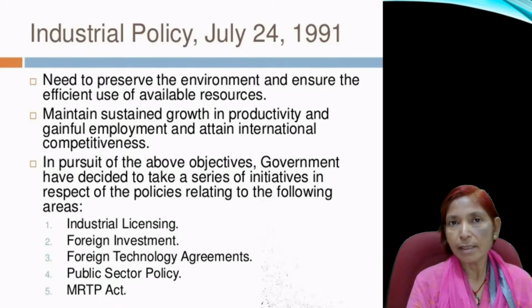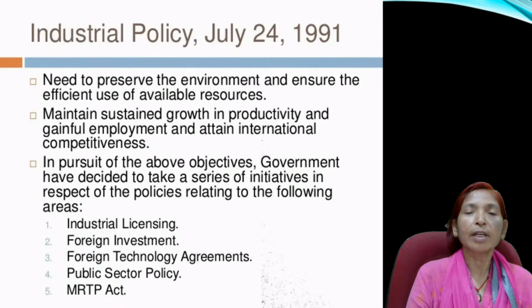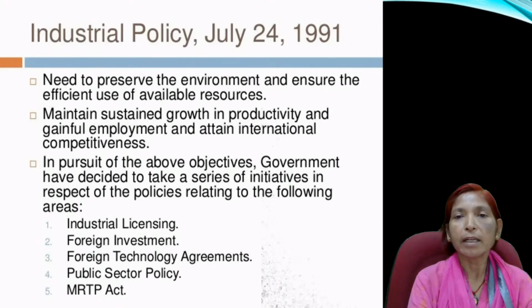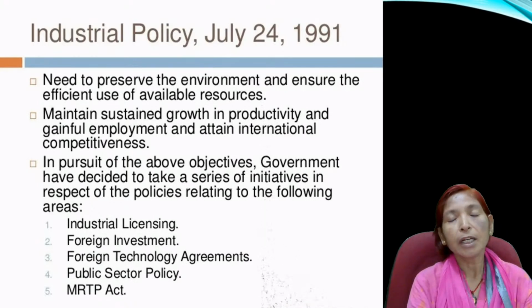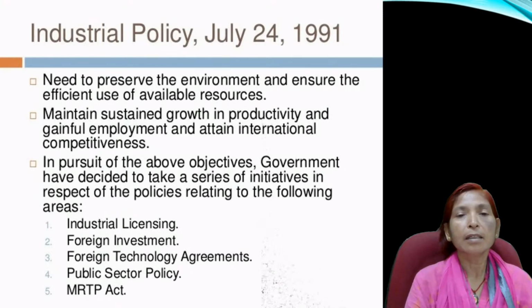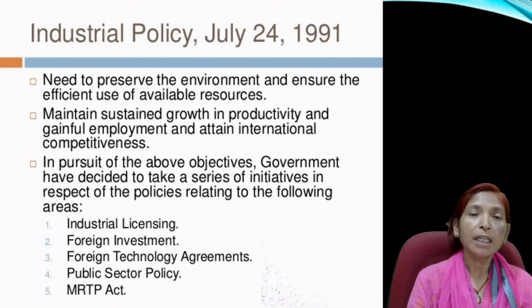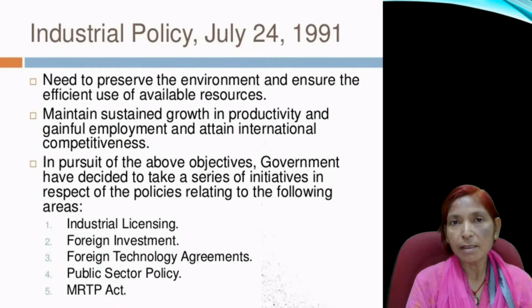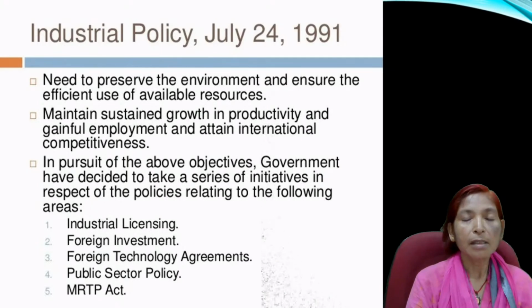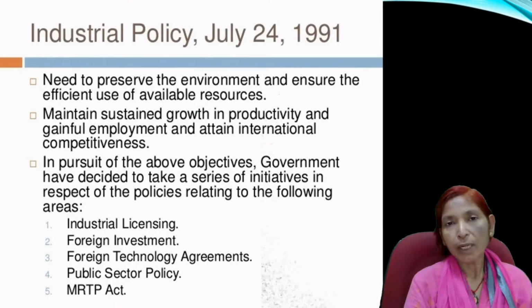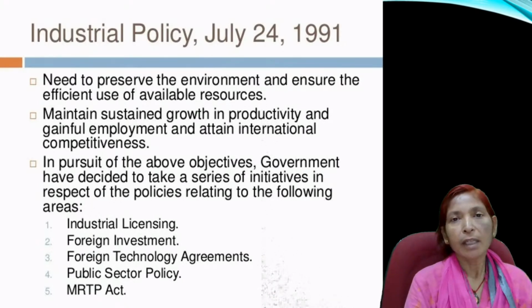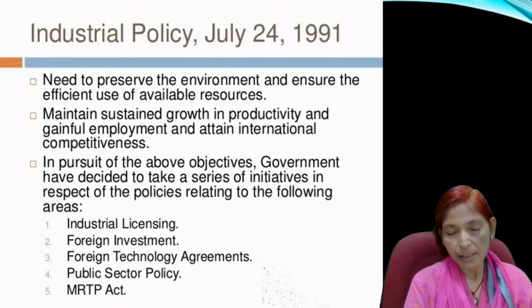One is industrial licensing. In the industrial policy of July 1991, first of all, the industrial licensing system was modified, and it brought some changes. Firstly, 18 industries were compulsory to take a license before their beginning, but in this 1991 policy only 5 industries must take a license. Rest of the others don't have any need to take a license.